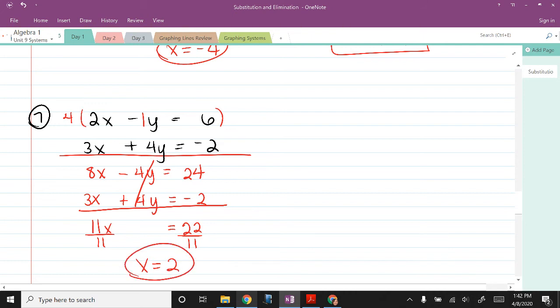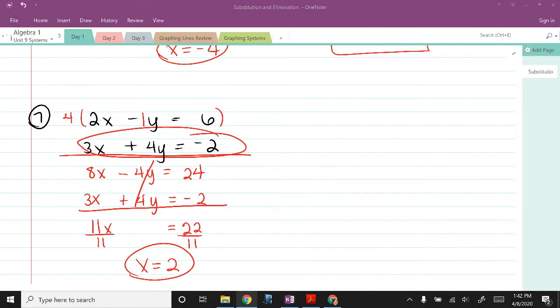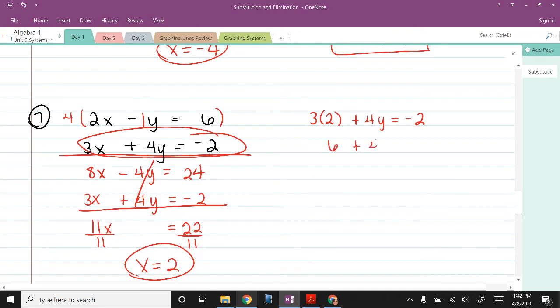There's my x value. Plug it into one of the originals to get your y value. I'm just going to use the second one since I did so much stuff to my first one. So x goes in for x. So 3 times 2, that's the x from my answer I just got. And then copy the rest, plus 4y equals -2. And then I simplify. 3 times 2 is 6. Copy the rest.